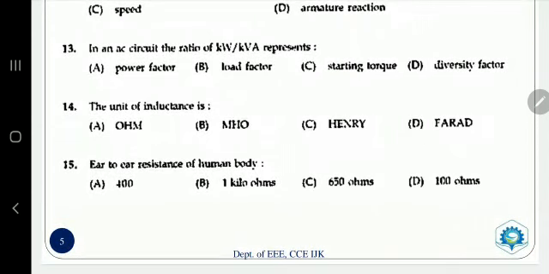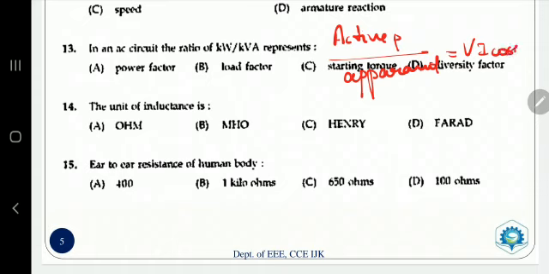In an AC circuit, the ratio of kilowatt by kilovolt ampere. Kilowatt by kilovolt ampere is actually the ratio between active power and apparent power. Active power is VI cos phi, divided by the apparent power VI. Cancelling out, the answer is power factor. The answer for question number 13 is option A. Let's move on to the next question, question number 14.